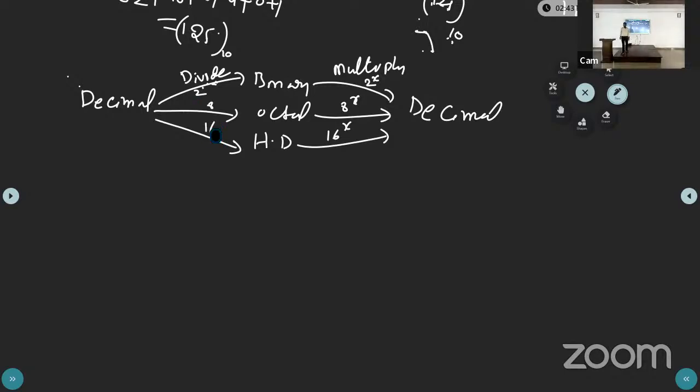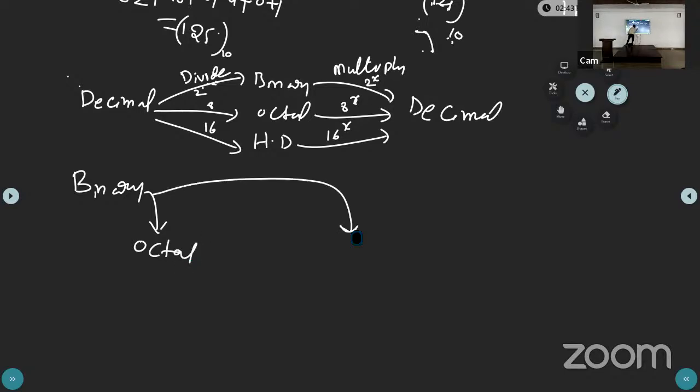This is a summarized table. The decimal to binary, octal, hexadecimal conversion, and binary to decimal, octal to decimal, and hexadecimal to decimal. Now you can convert the another conversion, binary to octal and binary to hexadecimal.